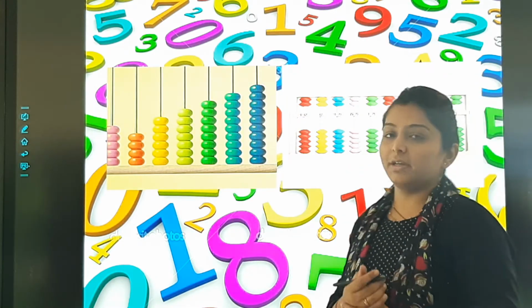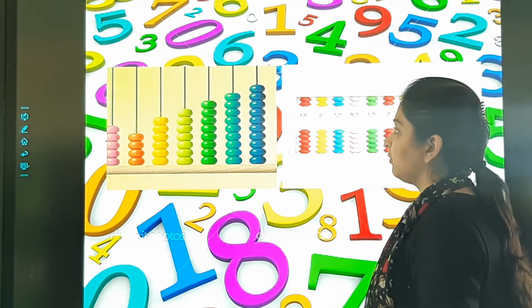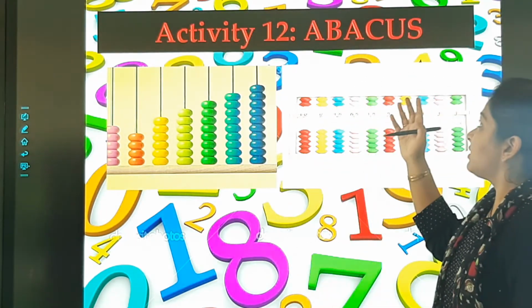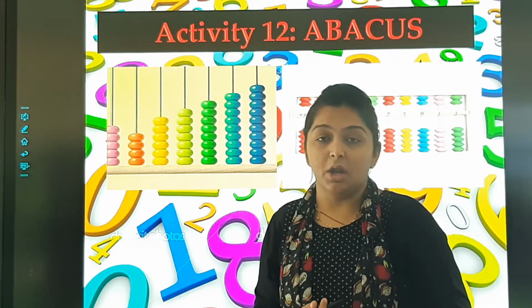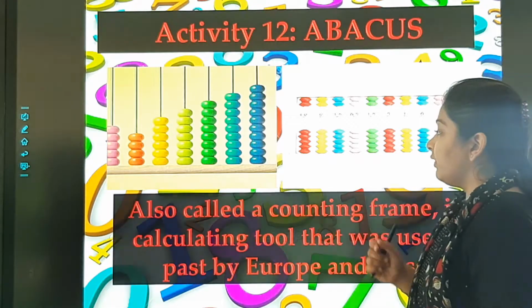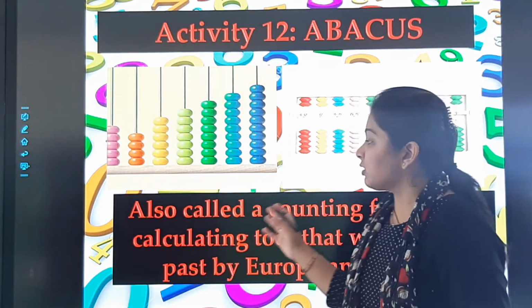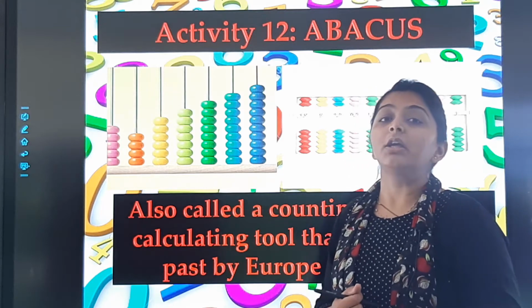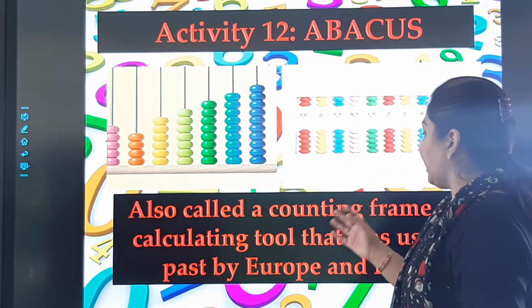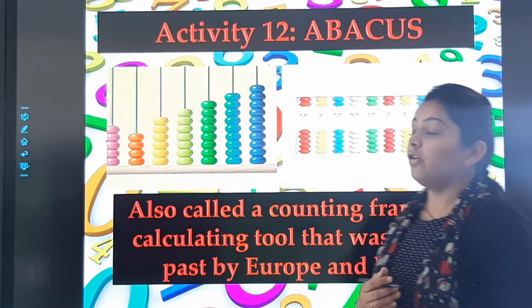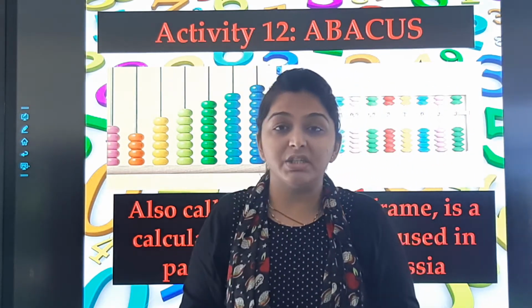Now dear children, tell me, what is this? This is activity 12, that is abacus. Now this is a new activity for you. First of all, abacus is also called a counting frame. It is a calculating tool that was used in the past in Europe and Russia.